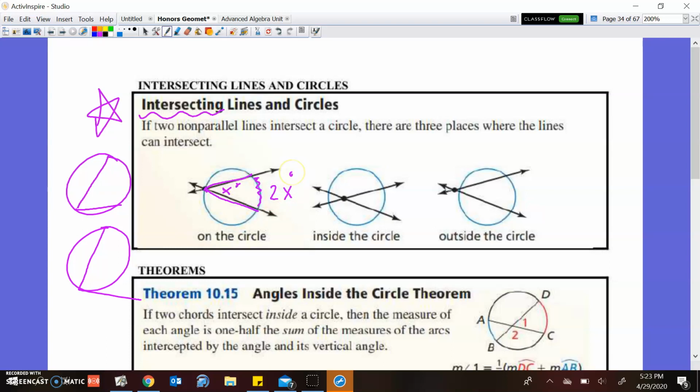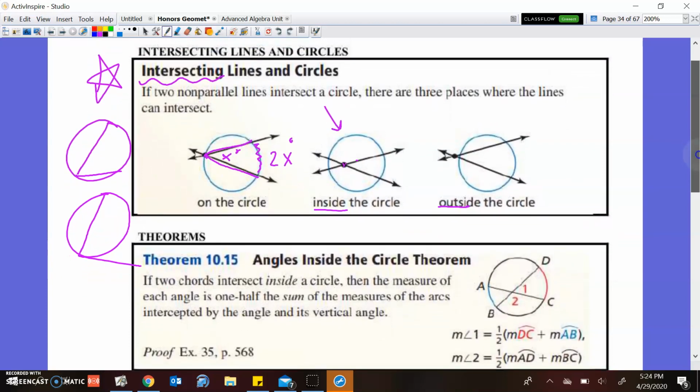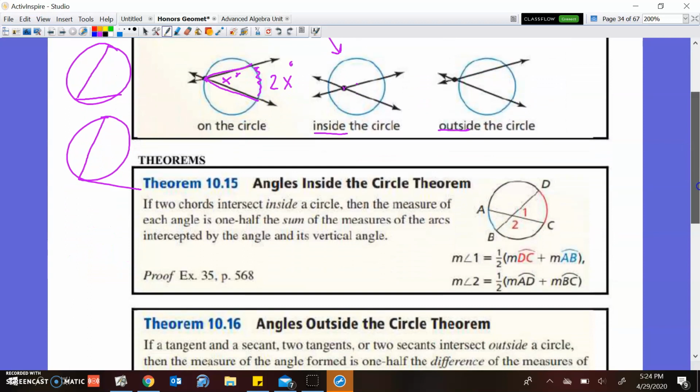Now there's going to be times where we have them intersecting inside the circle, and notice this is not the central angle. They did a good job of making clear that this is not intersecting right in the center of the circle. So they're intersecting at some random point inside the circle, or maybe they'll intersect at some random point outside the circle. So this is going to lead us to our two final things for this lesson. I'm just going to do the inside one for now though.